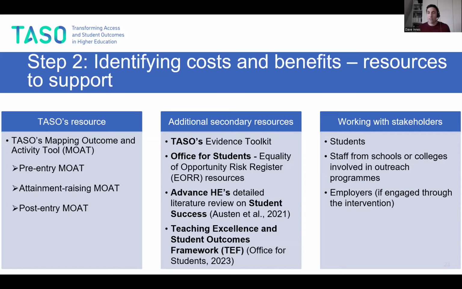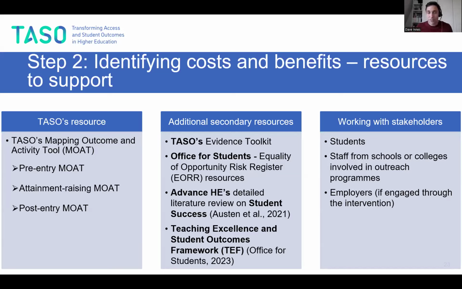Now, I mentioned that the theory of change should be your first port of call for identifying costs and benefits, but there are lots of other resources that you could rely on as well. So firstly, lots of resources that TASO have developed, and that includes TASO's mapping outcome and activity tool, which maps onto that access, success and progression framing distinction that I mentioned on the previous slide. So they have a pre-entry map, an attainment raising map, and a post-entry map. And those include measures of outcomes that are very likely to be relevant to lots of interventions that you are thinking about.